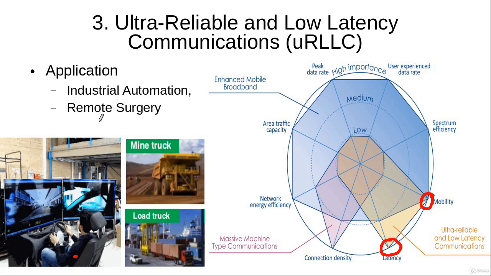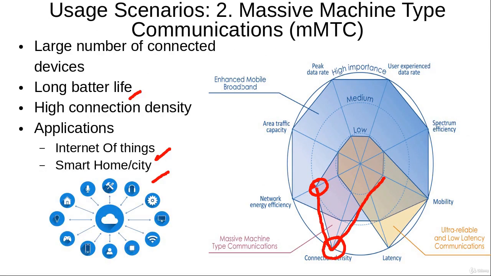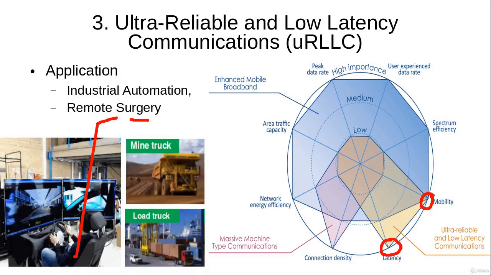And similarly, if someone has to perform a remote surgery, in that case he also needs an ultra reliable and low latency link. So these three usage scenarios for the 5G, enhanced mobile broadband, massive machine type communication, and ultra reliable and low latency communication, are the three basic pillars of the 5G requirements, are the 5G specifications.